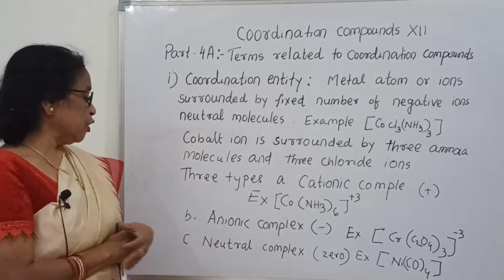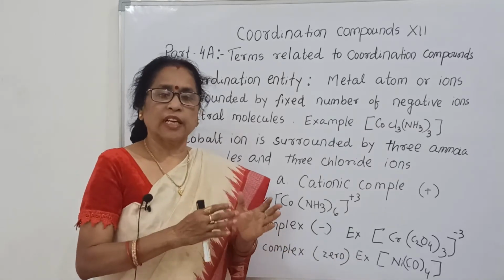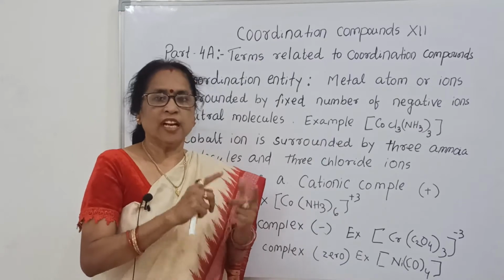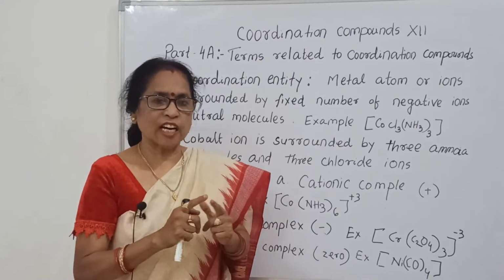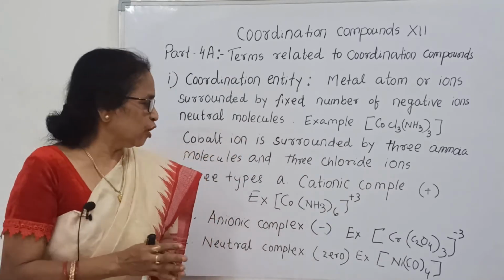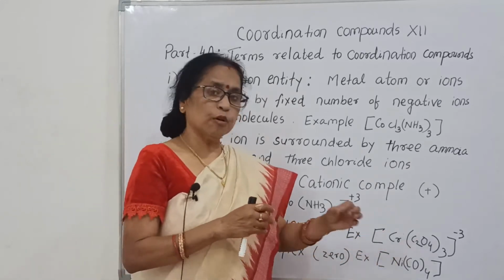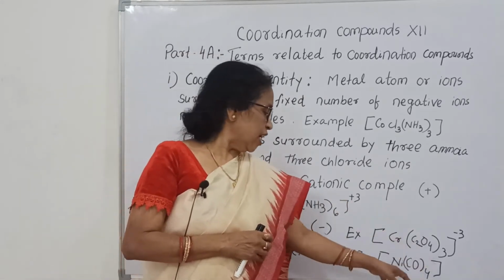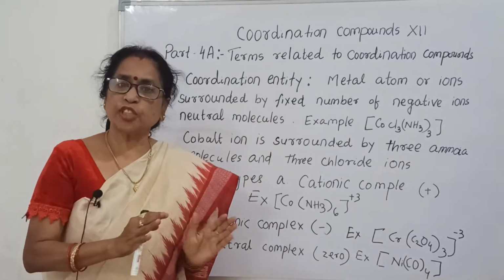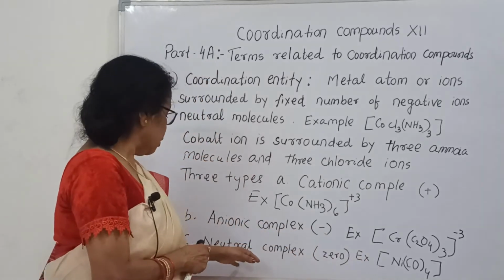Then we come to the neutral complex, where the charge is 0. Example: carbonyl molecules, CO means carbonyl. How many? 4, so tetracarbonyl. Nickel is surrounded by 4 carbonyl groups, and the carbonyl group has value 0 here. Nickel tetracarbonyl is a neutral complex; there is no charge at all. That is why it is called a neutral complex.